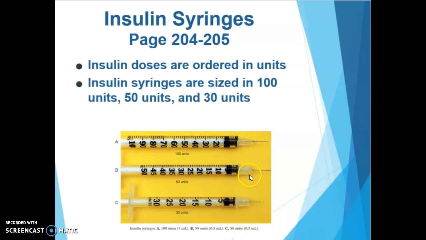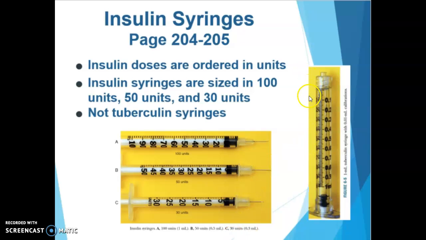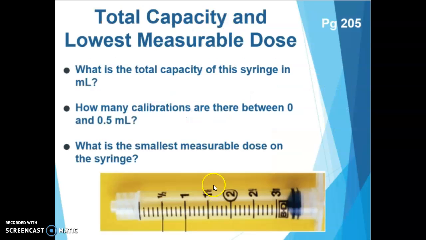So, I had a picture. The tuberculin syringe, like I said, is going to be the same size as this 100 unit insulin syringe, but you'll be able to tell. Down here at the bottom of the tuberculin it says 1 ml. Down here at the bottom of the insulin syringe it says 100 units. So you'll be able to tell the difference. Just make sure that you're only giving insulin in the insulin syringe.